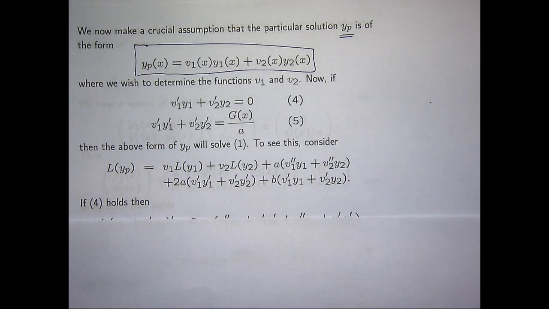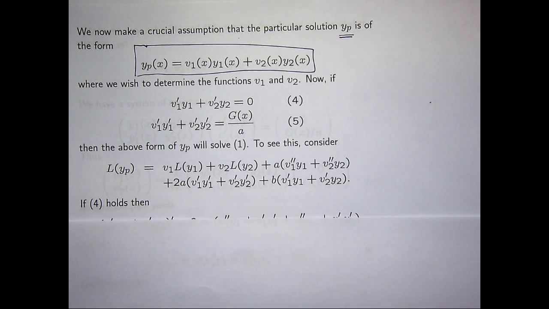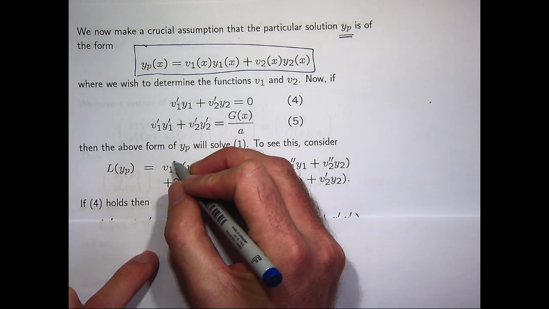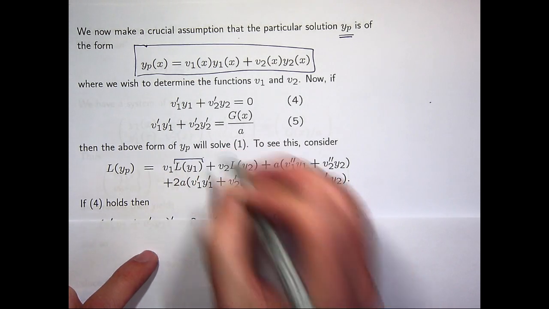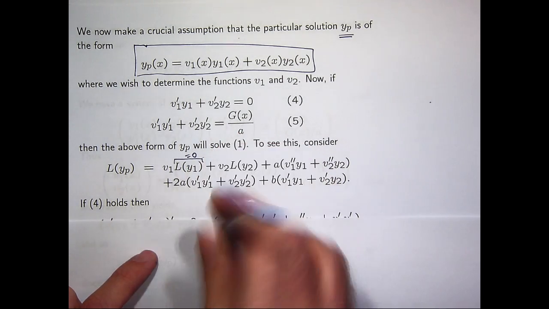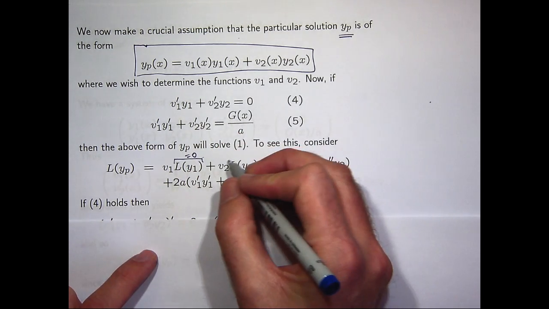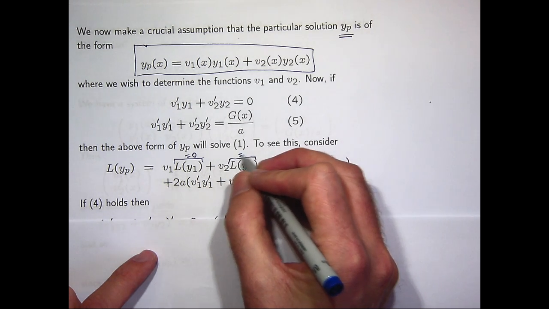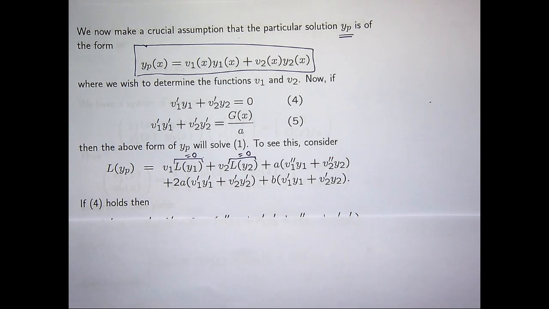Now what we want to show is this can be reduced down just to g of x somehow. It looks quite complicated, but let's go into it and see if we can simplify it. Firstly, y1 is a solution to the homogeneous problem, so L of y1 is 0. Similarly, y2 is also a solution to the homogeneous problem, so L of y2 is 0.